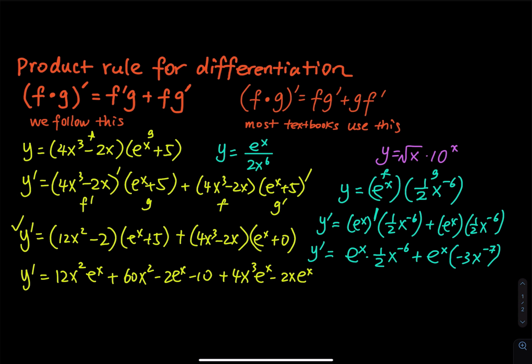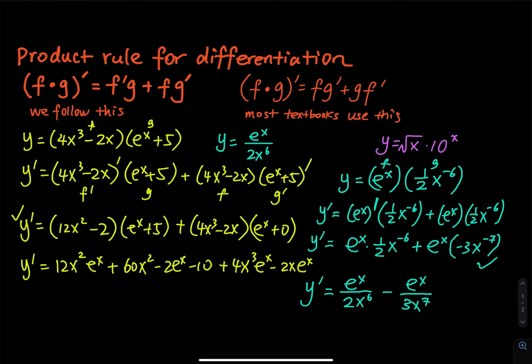For my class, in class written homework, written exams, I accept this line. This line is good enough. But when you do assignments online, they might want you to simplify all the way to the end, just like that. So you have e to the x over 2x to the 6, and then subtract e to the x over 3x to the 7. So this one, they want you to go all the way to the end. And then we have another one.